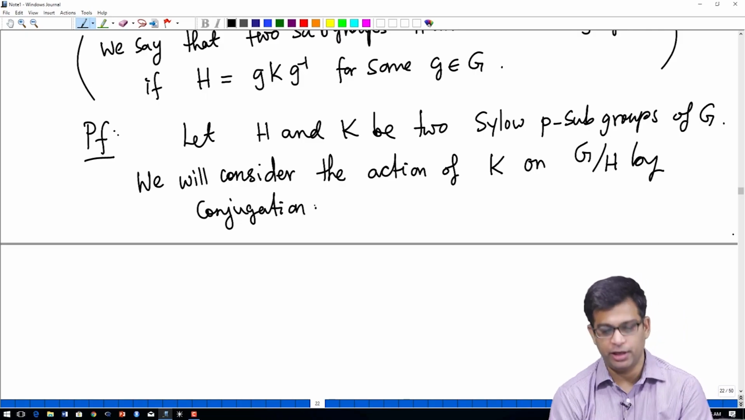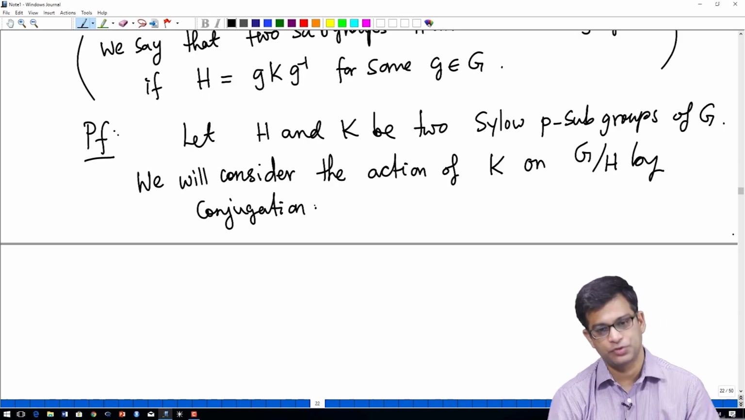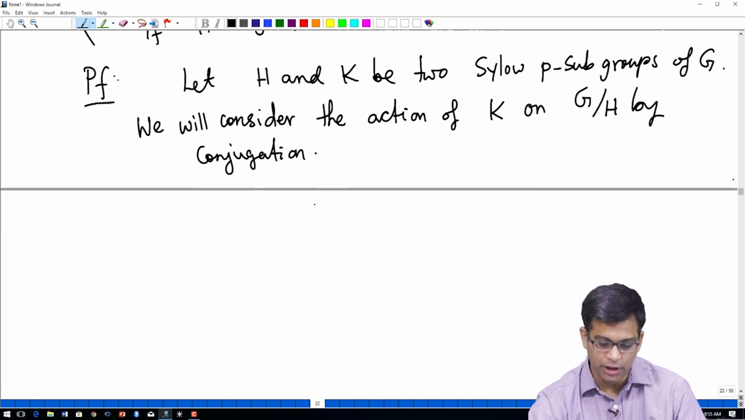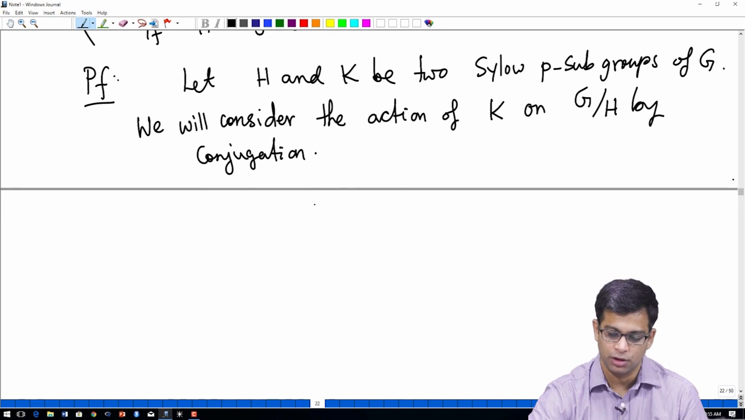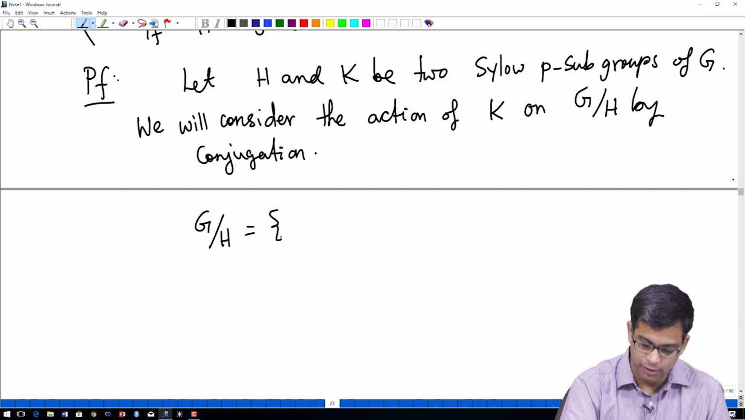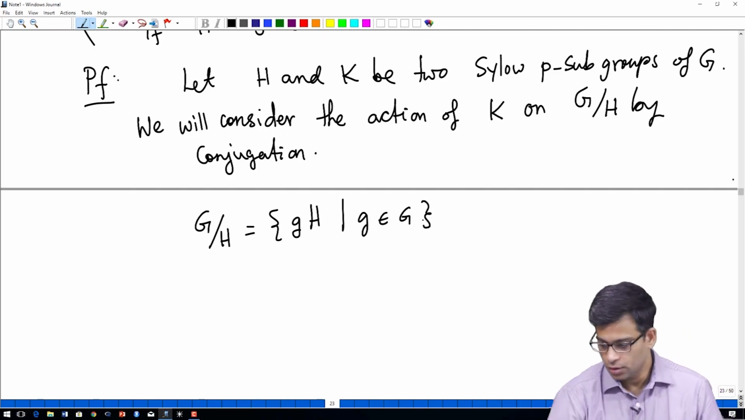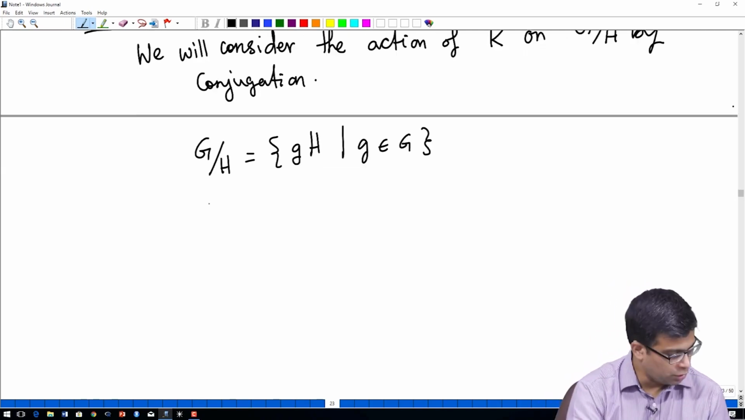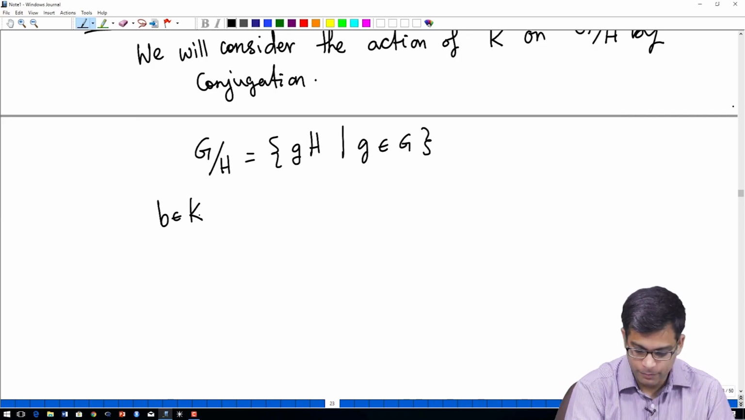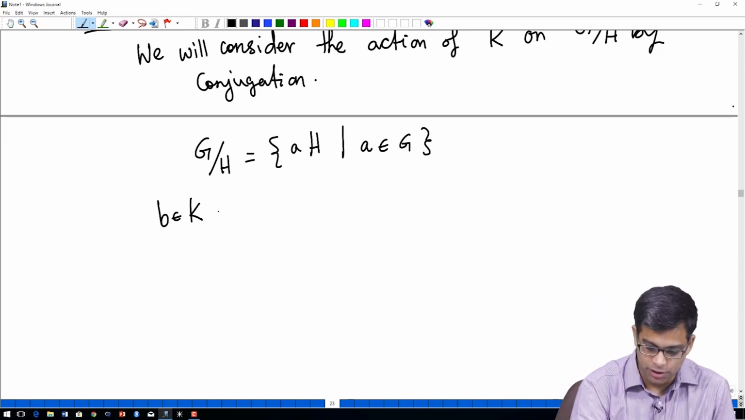As I have been saying repeatedly, all Sylow theorems and their proofs are essentially done by playing with various group actions, different groups, different sets, different actions. So, here my focus will be on the action of K on G mod H by conjugation. What is G mod H, by the way? These are all cosets of H, left cosets by our convention. So, these are G H where G is in G. So, how do we define the action? Let us say B is in K. I am going to use A for some consistency. A is an element of capital G and AH is an element of G mod H.